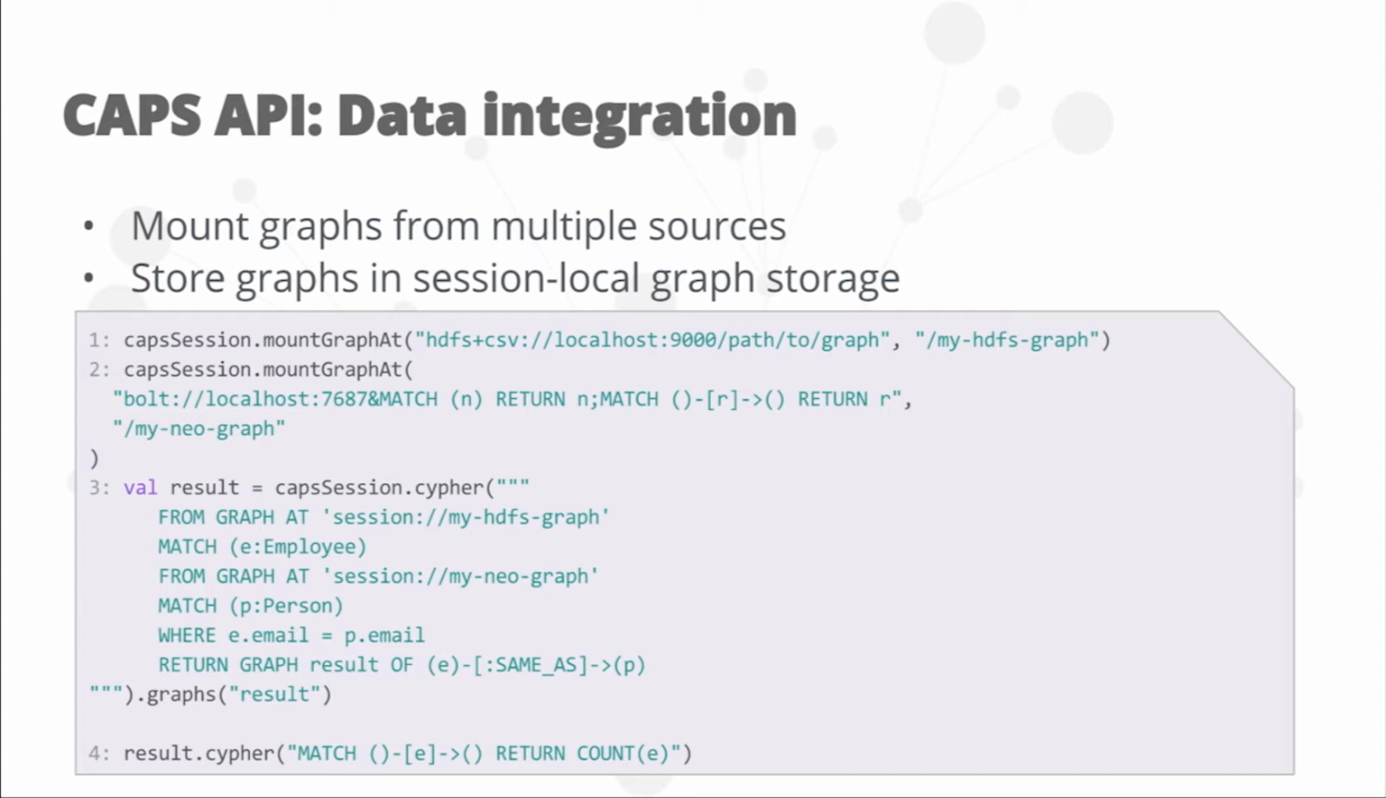And this gives us the possibility to create new edges between those two nodes, and this is the important thing. So we say here result, return a graph, and the result, this is the name for the graph that we return, of E, so the employee is the same as person. And then we can use this graph to compose it with the next Cypher query, which you see in line 4. And for example, here we just want to count the edges, but what you do in the next step can be arbitrarily complex.